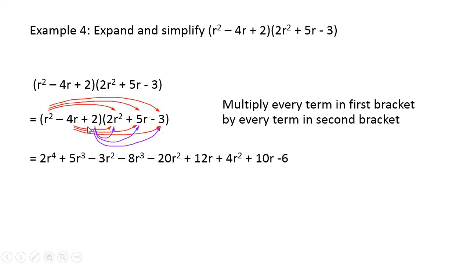Again, focus on multiplying just the numbers together first. So say this negative 4r times positive 5r, negative 4 times positive 5 is a negative 20, and then look at the r times the r will be r squared.